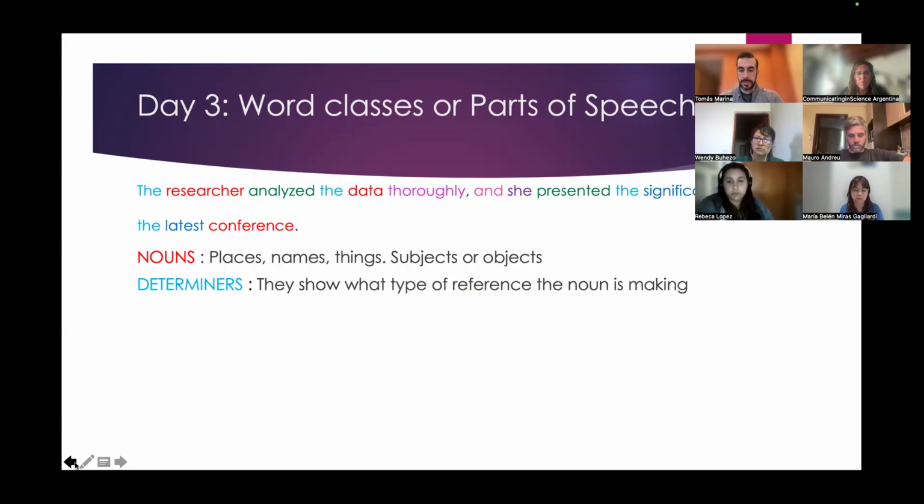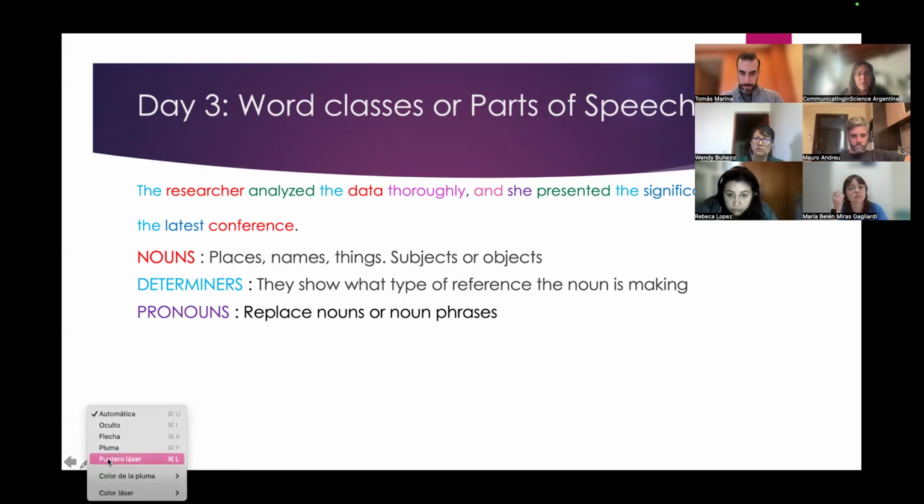The second type of word that we have are the determiners. What type of noun do I have? In this case, we have "the" as determiners. We are going to see that there are more determiners in English. Pronouns. In this case, the only pronoun that we have here is "she". Pronouns replace nouns and noun phrases. We are going to see that we use them to avoid repetition.